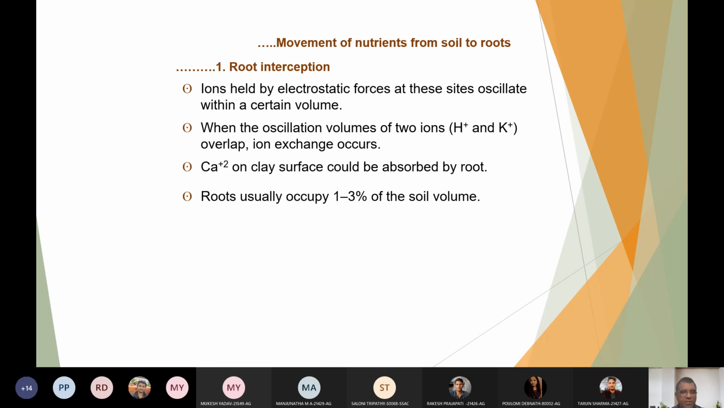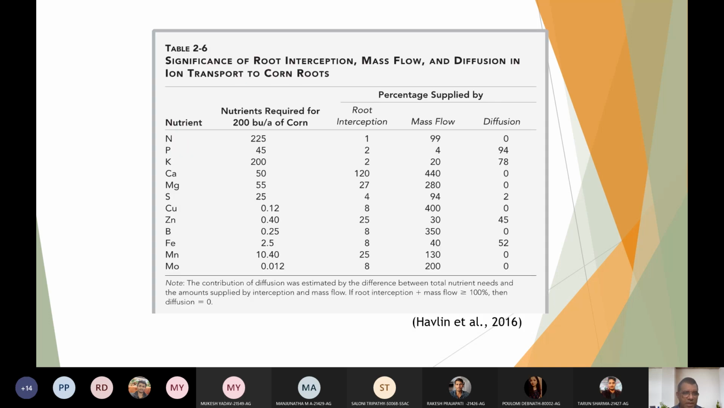Calcium ion on clay surface could be absorbed by the root. Roots usually occupy 1 to 3% of the soil volume. Very small volume of the soil is occupied by the roots. Now you see this table, if you can see this table, this is from the Havlin book, Significance of Root Interception, Mass Flow and Diffusion in Ion Transport to Corn Roots.